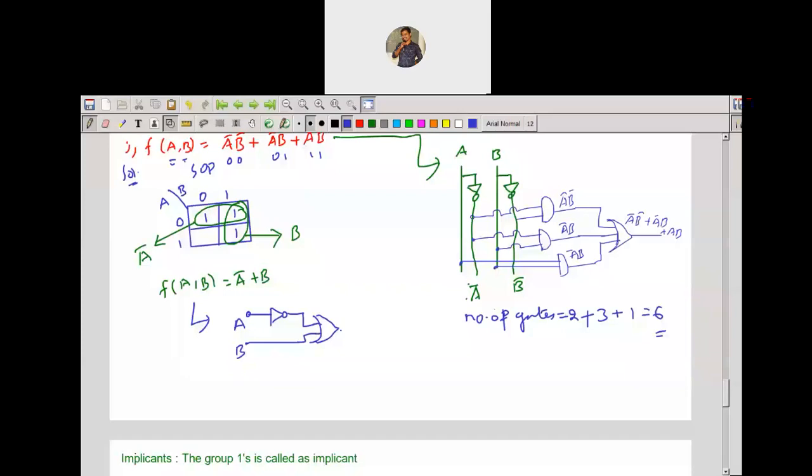It's what? A bar plus B. So how many gates are required here? Number of logic gates is equal to how many? Two only. There is one NOT gate and one OR gate.